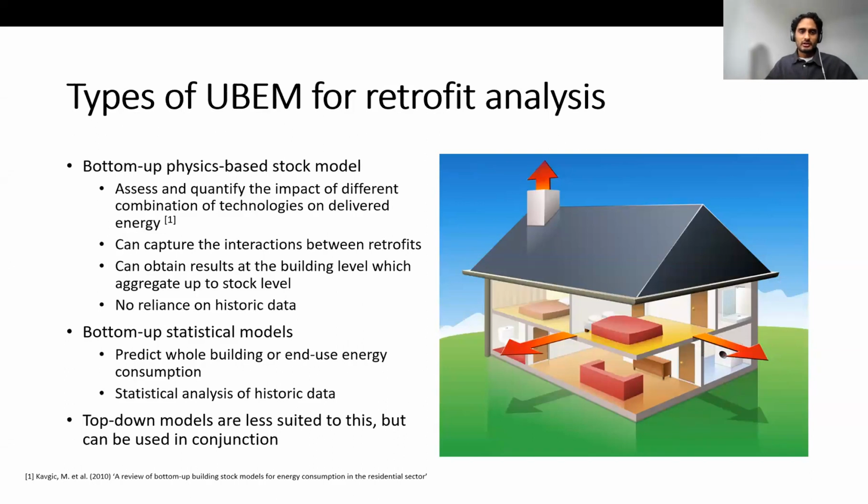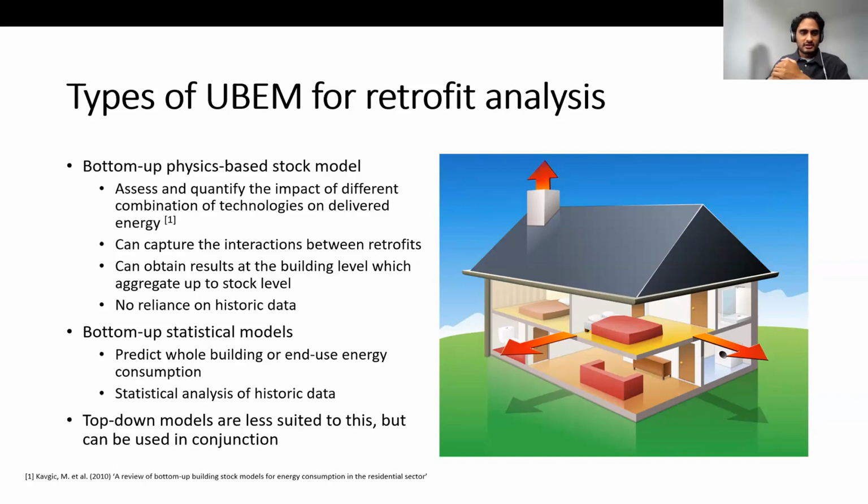Now, I won't go into a lot of detail about the different types of UBEM. I'm calling them UBEMs, urban building energy models, because I think a previous webinar in this series went into quite a bit of detail on the types of UBEM. But what I will say here is that the bottom-up physics-based approach is the most common for retrofit analysis. And this is primarily because it allows us to quantify the impact of different technologies on the energy. And it can also capture the interactions between the retrofits. And also, as I've mentioned before, we can obtain the results at the building level if necessary as well, which aggregate up to the stock level.